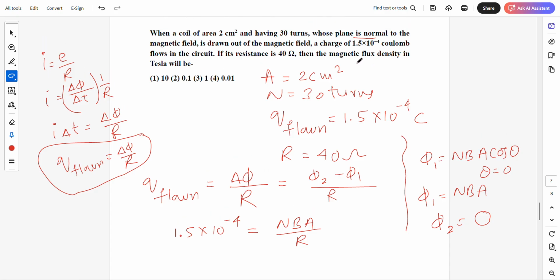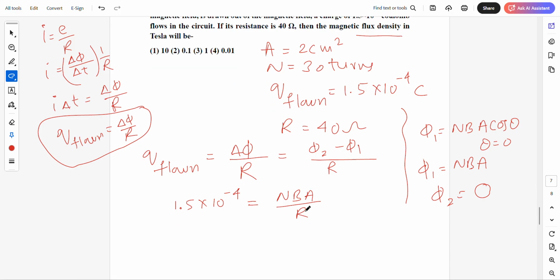Now from here you can calculate what? You can calculate the magnetic flux density. B you can calculate. B ಎಷ್ಟಾಗುತ್ತೆ? B is equal to 1.5 into 10 to the minus 4. Okay, they have given R ಎಷ್ಟಪ್ಪ? I can cross multiply this one. 1.5 into 10 to the minus 4 into R, R is 40. Okay, divided by n ಅಂದ್ರೆ ಎಷ್ಟಪ್ಪ? 30, into area ಅಂದ್ರೆ ಎಷ್ಟಪ್ಪ? How much is area? Area is 2 centimeter square, 2 into 10 to the minus 4 meter square.